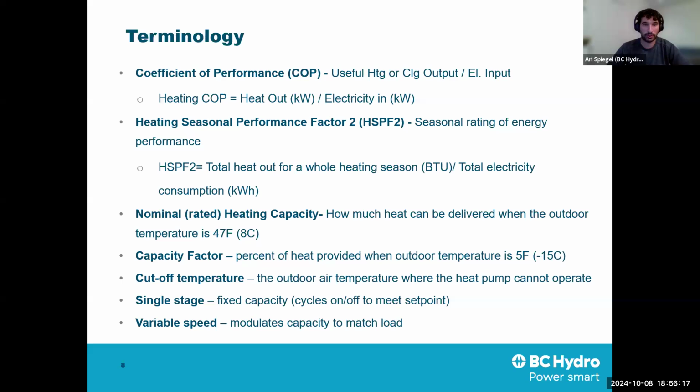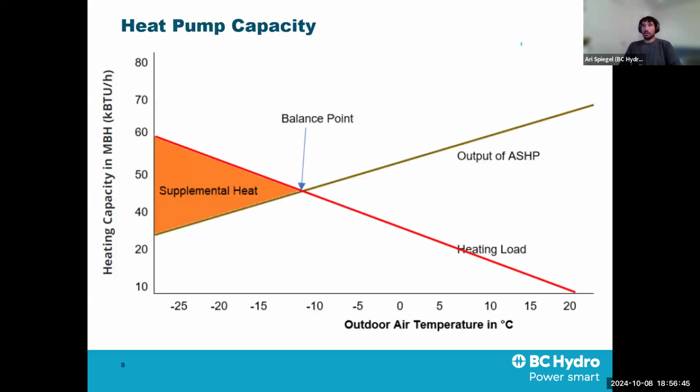Variable speed refers to the ability for a heat pump to actually modulate its capacity so it can match the loads of a home. So as it gets colder and colder and you need more heat, the heat pump can actually ramp up. So it runs more continuously at lower speeds to meet the needs. And these tend to have higher efficiency factors like HSPF2 and COPs because they can very well match the load.